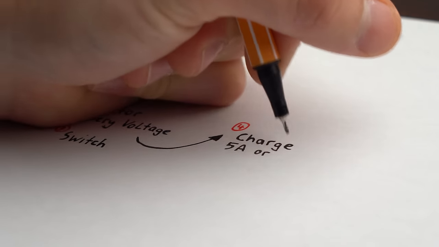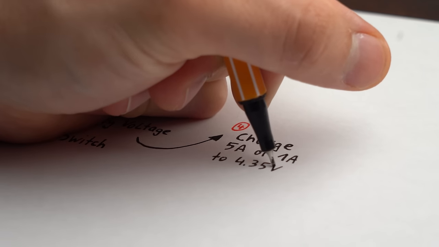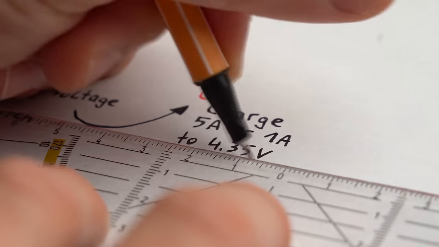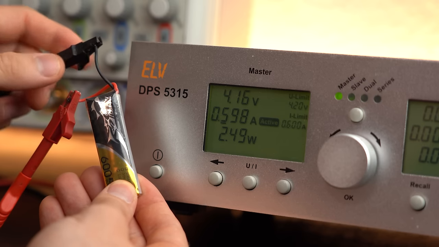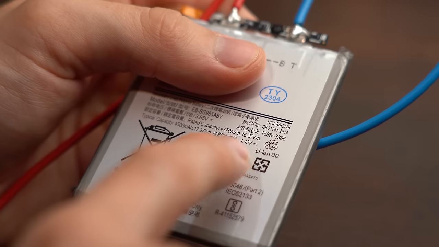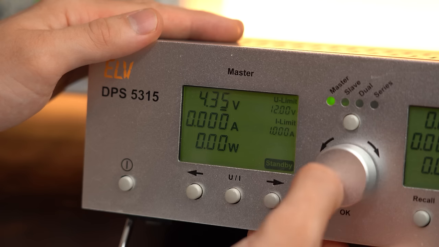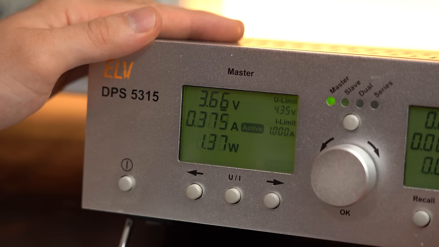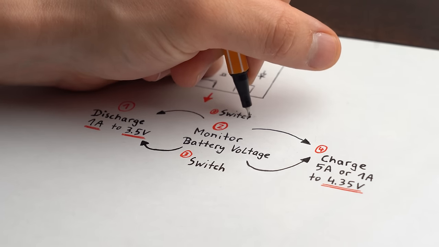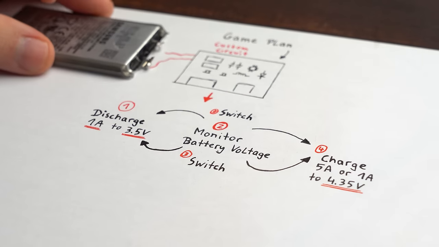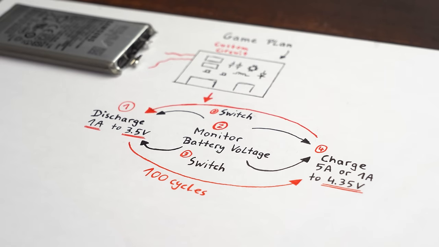where the battery gets charged up with either 5 amps or 1 amp up to a voltage of 4.35 volts. Why 4.35 volts instead of the normal 4.2 volts lithium batteries use? Well, apparently phone batteries use a slightly higher voltage, meaning we need to charge up to that voltage to store all the energy. Okay, and last but not least, as soon as the charging is complete, this circuit starts all over again and repeats the cycle for let's say 100 times.